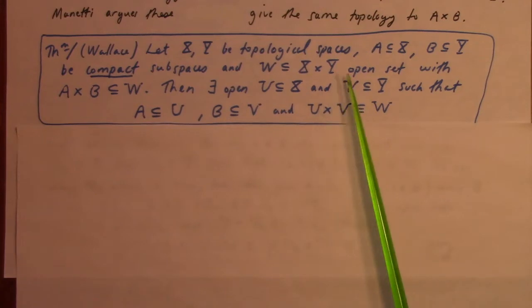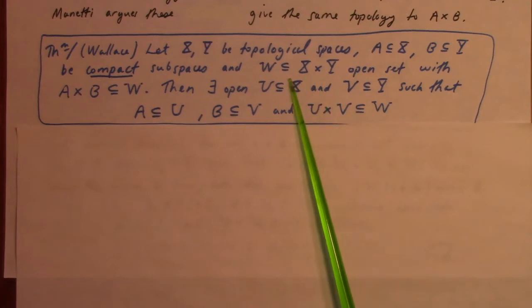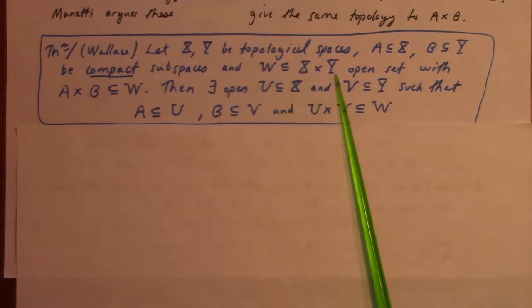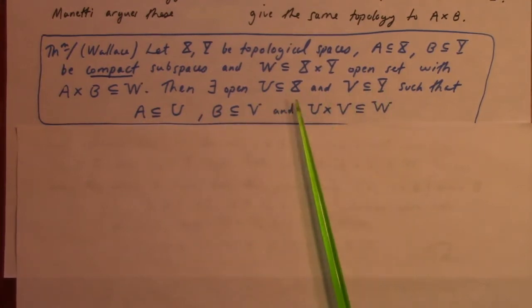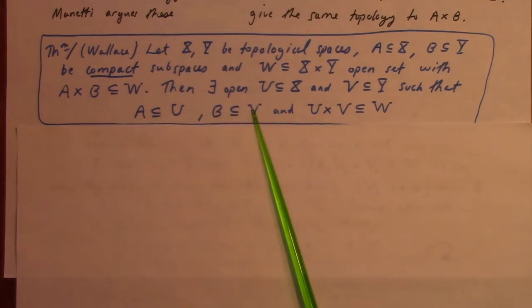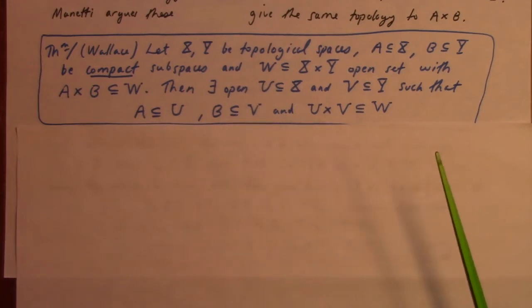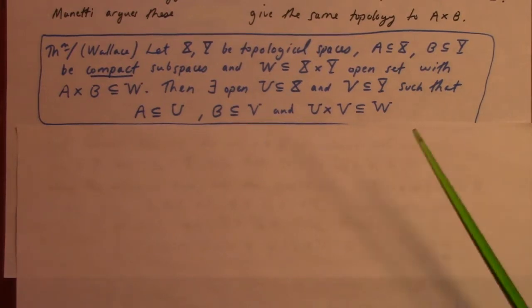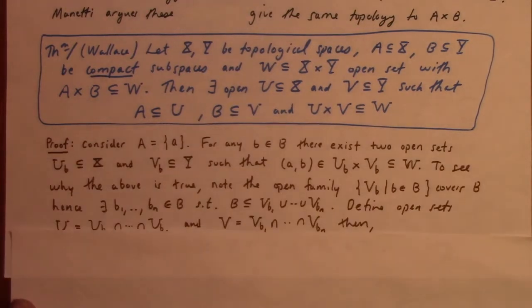If you've got some set W which is open in the Cartesian product, then you can inside that put something that's in the product topology of the subspaces. See, because U open in X and V open in Y, like this, would be the kind of things we'd use to form open sets in A and B with the subspace topology, right? Something like that. That's not quite it, but anyway, here's Wallace's theorem. All right, so here's the proof.